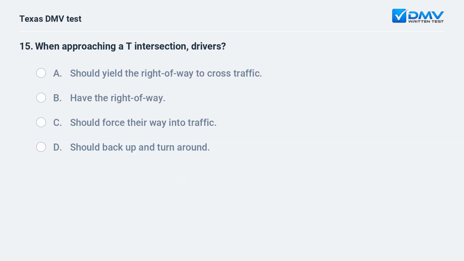When approaching a T intersection, drivers A. Should yield the right-of-way to cross traffic. B. Have the right-of-way. C. Should force their way into traffic. D. Should back up and turn around.